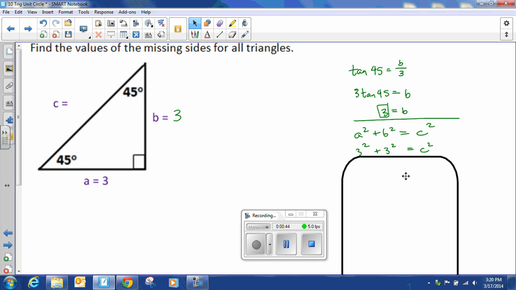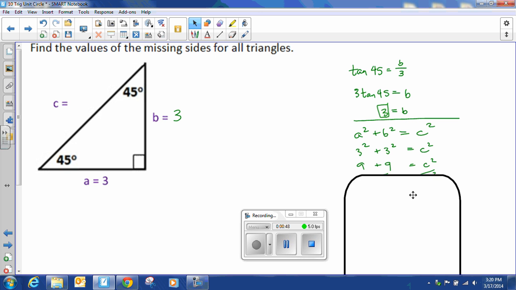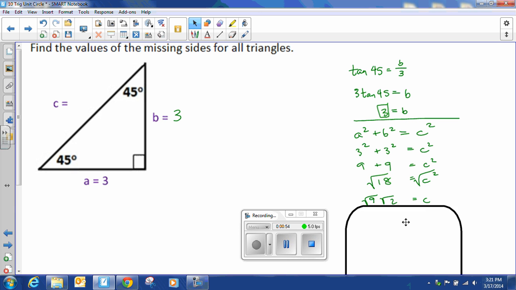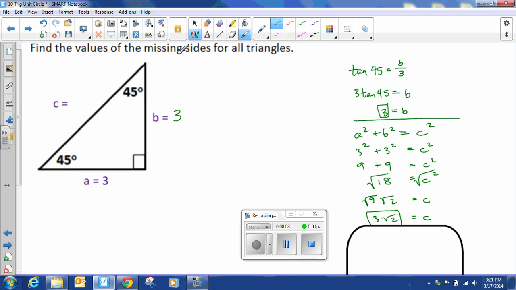And here we have a squared plus b squared equals c squared. If we use 3 and 3 for the legs, we end up with square root of 18 equals c squared. Square root both sides, and c equals 3 radical 2. So as you can see, in a 45, 45, 90 triangle, whatever one leg is, the other leg is the same, and the hypotenuse is that leg times a factor of radical 2.